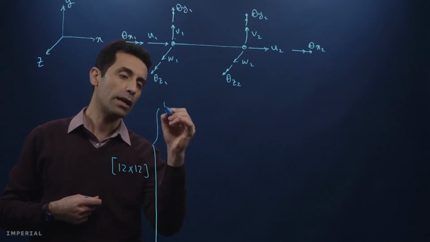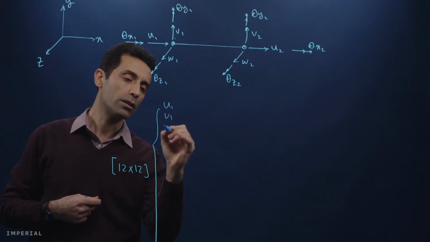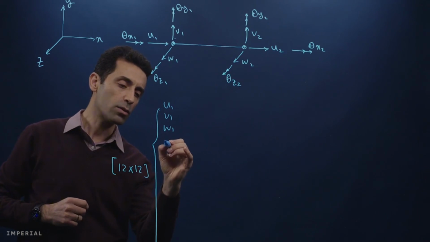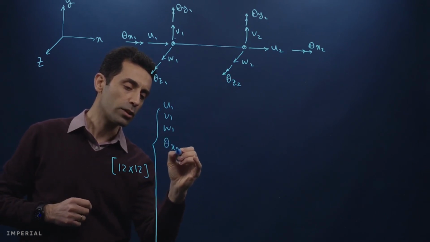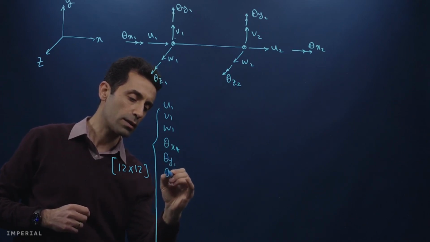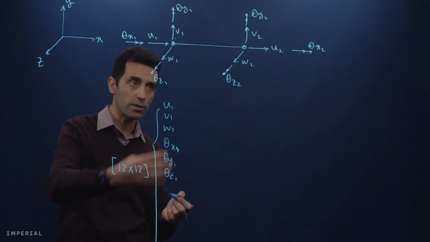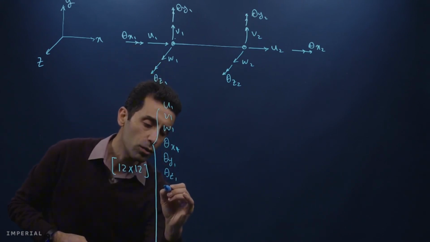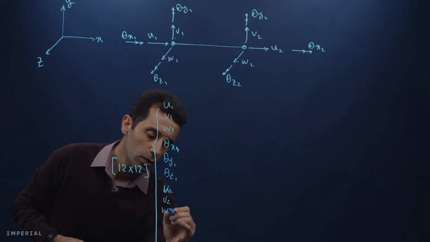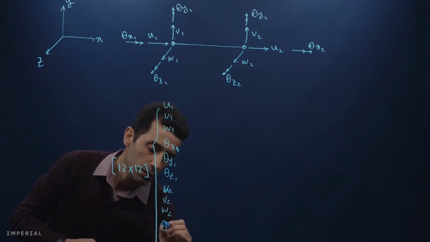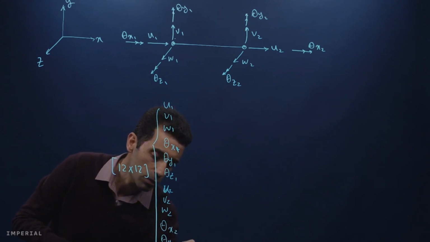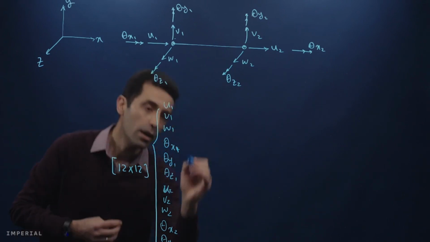the vector of nodal displacements, which includes translations and rotations. So I'm going to write it like u1, v1, w1. So these are translations in this node. And then it is followed by rotations, theta x1, theta y1, theta z1. And you can imagine what comes next is the degrees of freedom of node 2. So u2, v2, w2, followed by the rotational degrees of freedom, theta x2, theta y2, and theta z2.